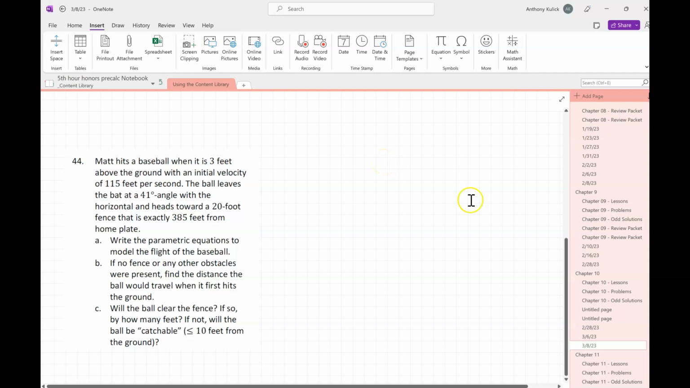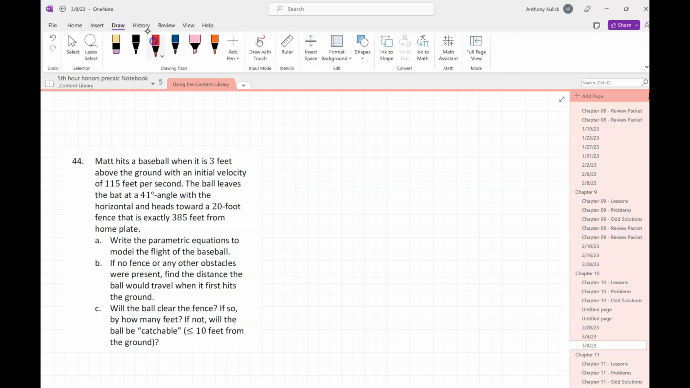So Matt hits a baseball when it's 3 feet above the ground with an initial velocity of 115 feet per second. The ball leaves the bat at a 41-degree angle with the horizontal and heads towards a 20-foot fence that is 385 feet from home plate. So part A, write the parametric equation.